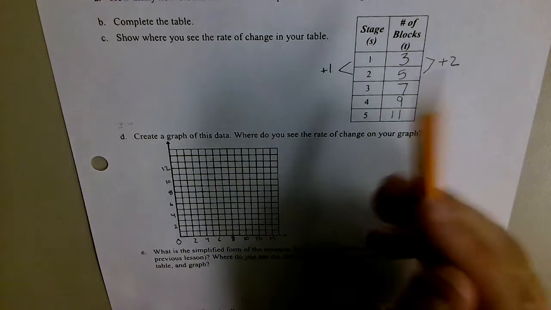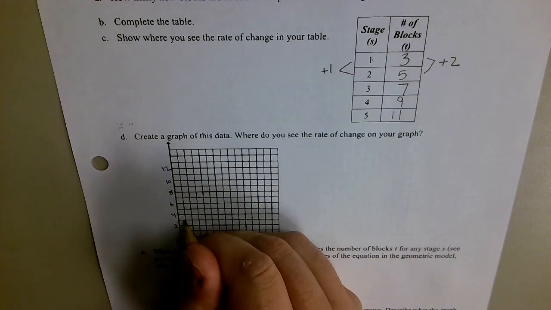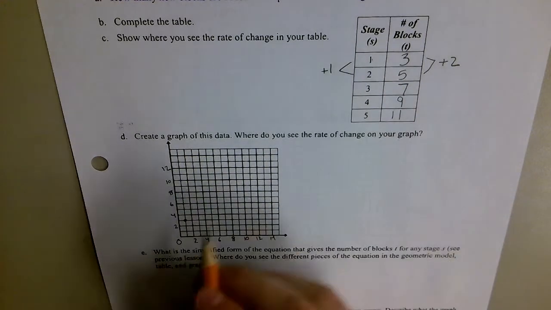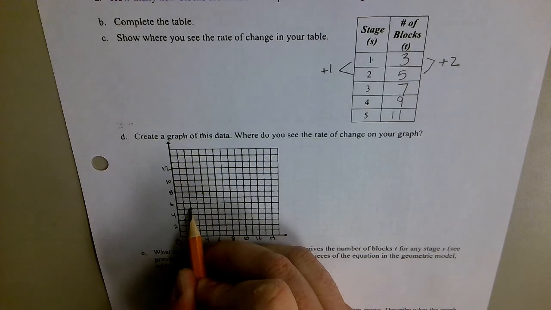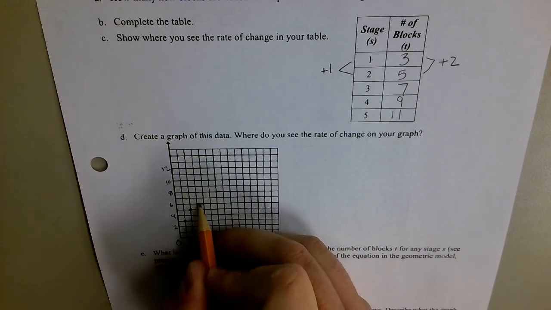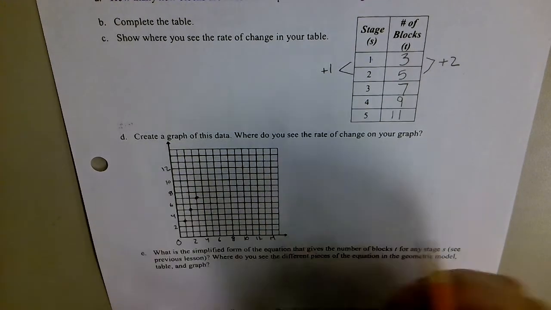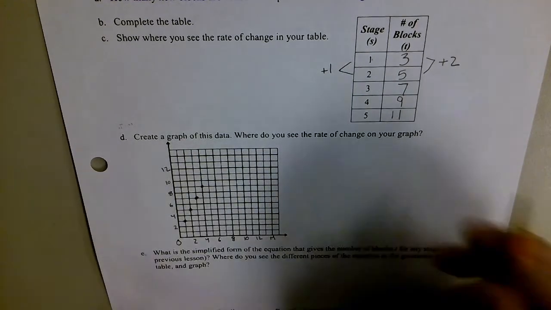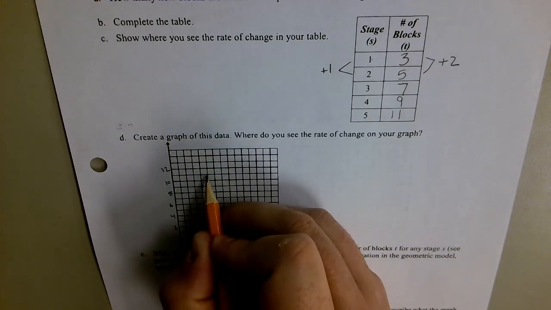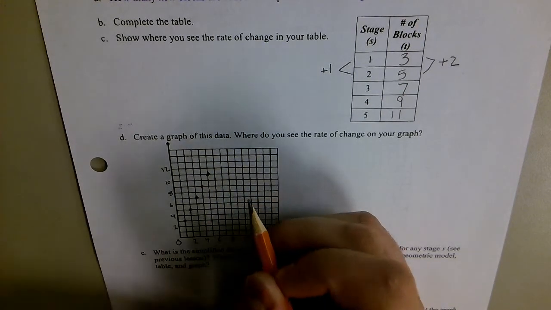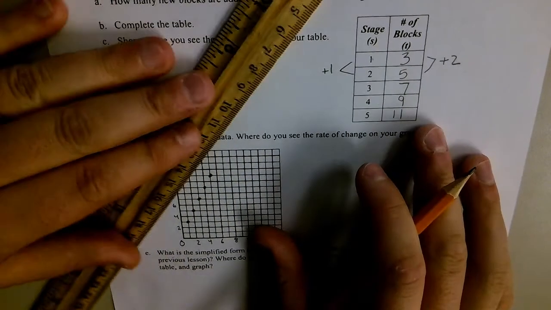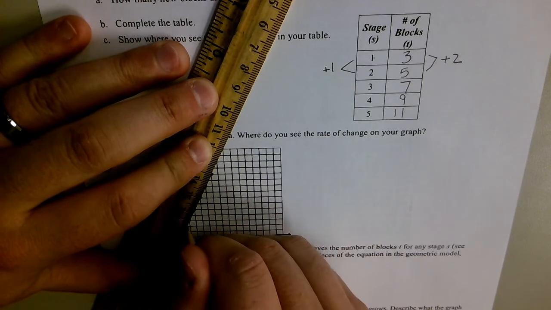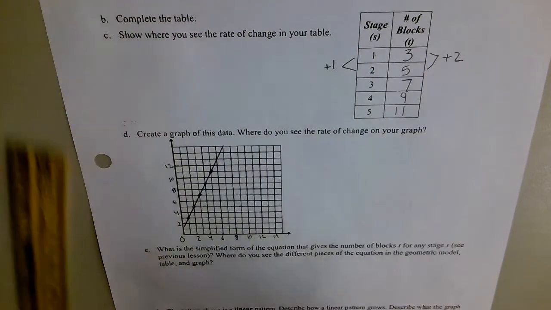Okay. So now we start with our points. We have 1, 3. So 1, 3 is there. Then we have 2, 5, just right there. 3, 7. 4, 9. And 5, 11. So we'll go ahead and draw our line. Line up all these points. And we'll draw our line.